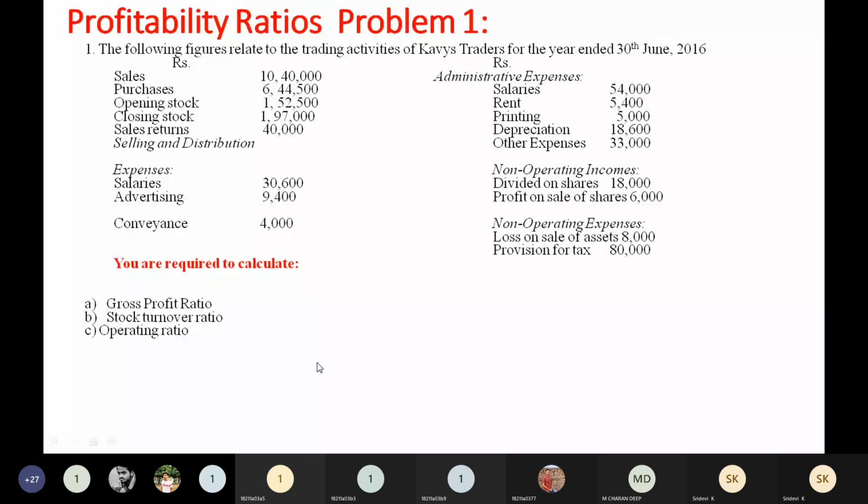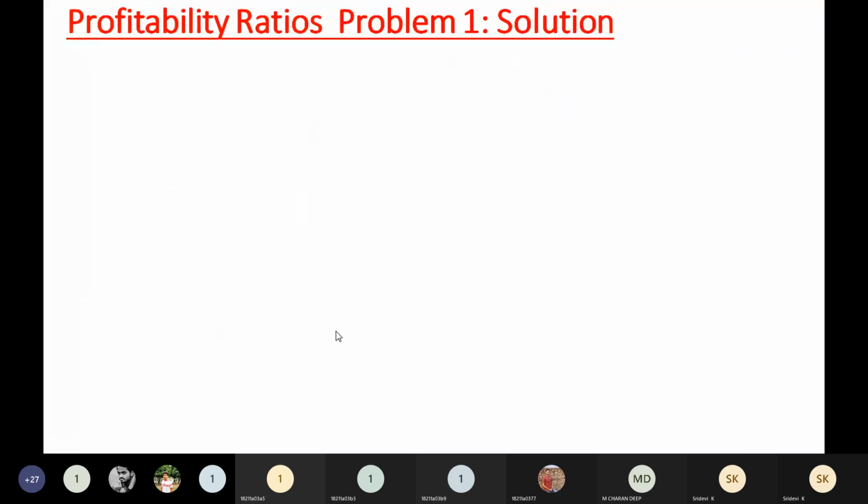So how to calculate this? Let us solve this problem. First you take down all the information that was given in the problem on your answer sheet. Then only go for calculating the ratios by applying the formulas. So let us see the calculation of the gross profit ratio.